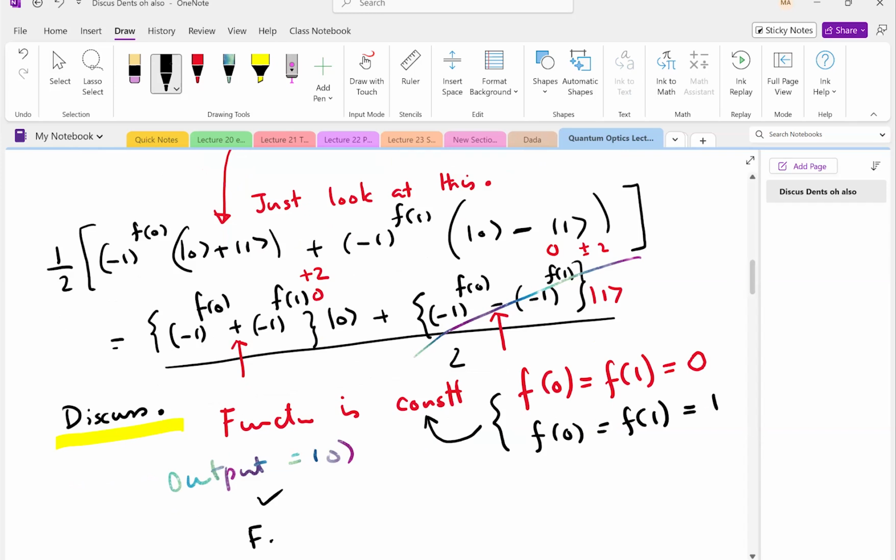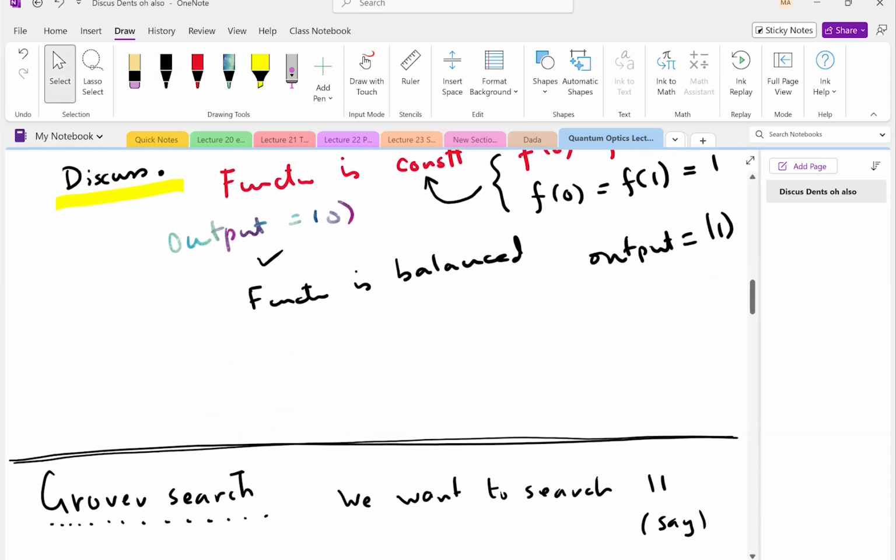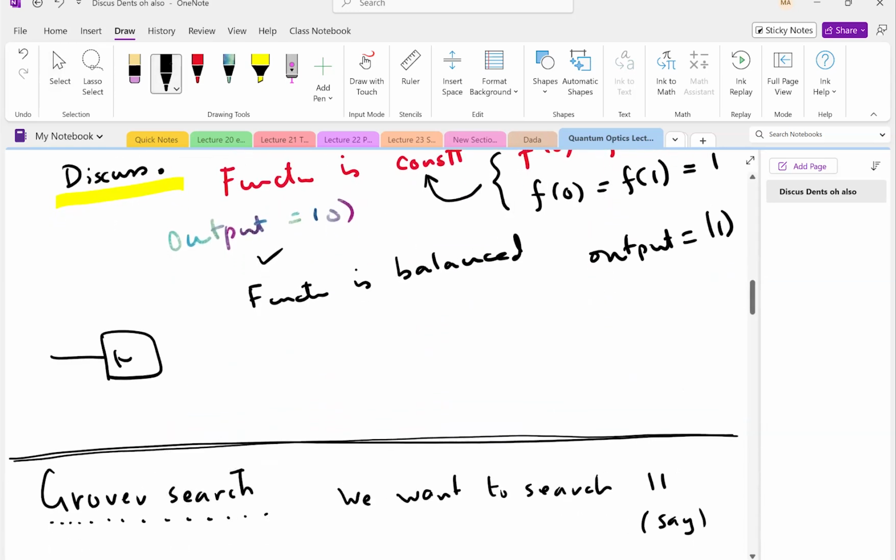If the function is balanced, the output from the quantum circuit will be ket 1. So what we've in effect done is we've built a circuit that implements an algorithm, the Deutsch algorithm in this case.